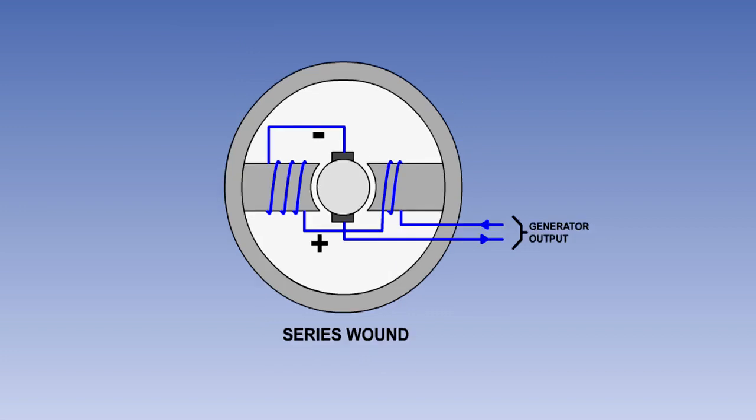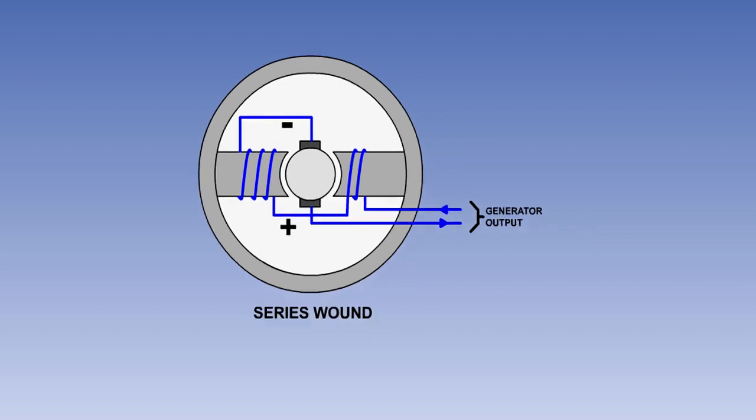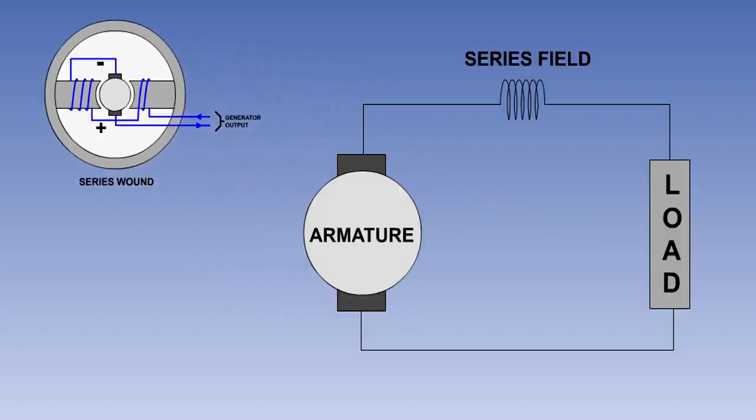In a series-wound DC generator, the armature, the field coils, and the external circuit are all in series. For simplicity, we can show the electrical circuit like this. This means that the same current which flows through the armature and external circuit also flows through the field coils. Since the field current, which is also the load current, can be large, the required strength of magnetic flux is obtained with a relatively small number of turns in the field windings.